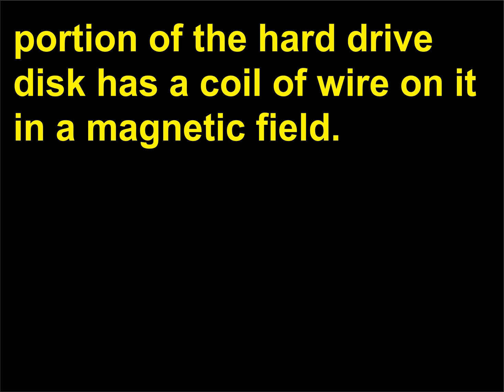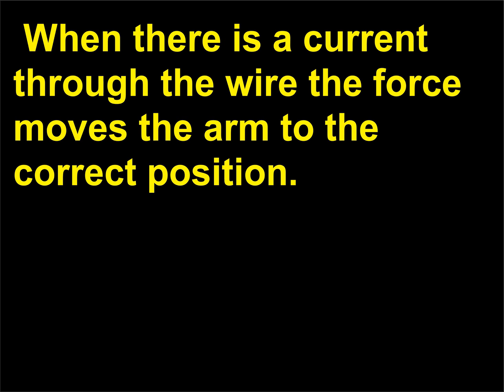The arm has a coil of wire on it in a magnetic field. When there is a current through the wire, the force moves the arm to the correct position.